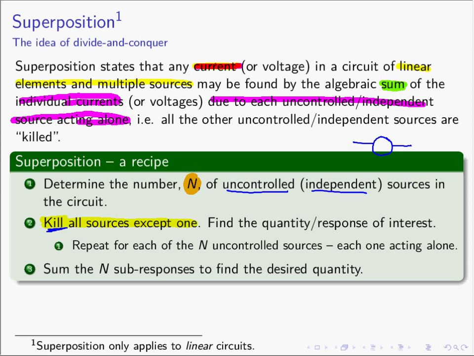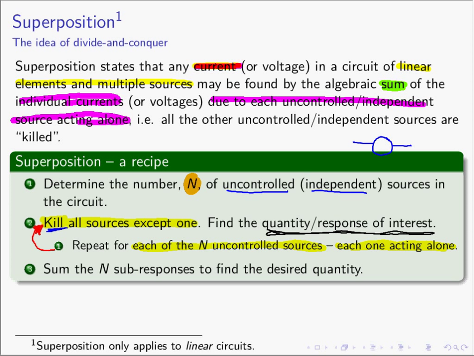So once we've killed all the sources except for one, then we are going to find the quantity or the response of interest. So if we're looking for a current, we're going to find that current, but this is a different circuit. There's only one source being active. So we're going to find the quantity that we're looking for. And then we're going to repeat step 2 over and over again for each of the uncontrolled sources. So we're going to solve the circuit looking for the current, for instance, that we want, and we're going to do it for only one source active at a time. And so what we're finding is the current due to each source acting alone.